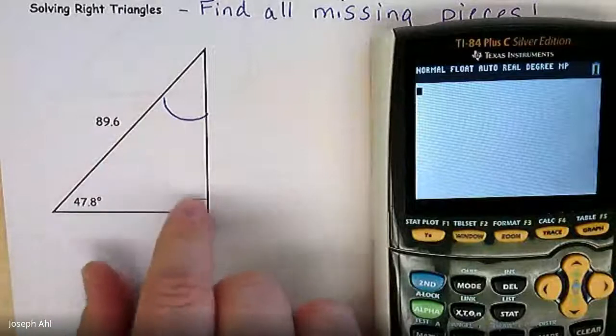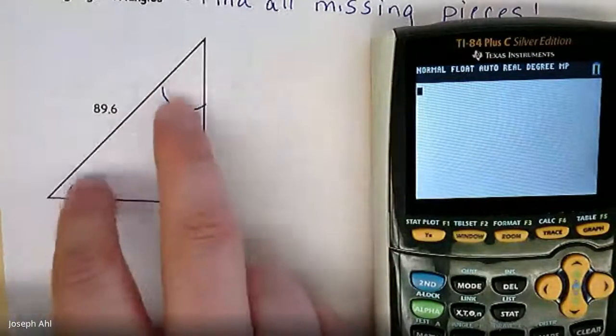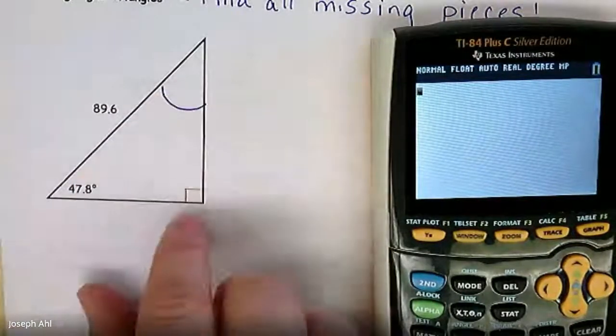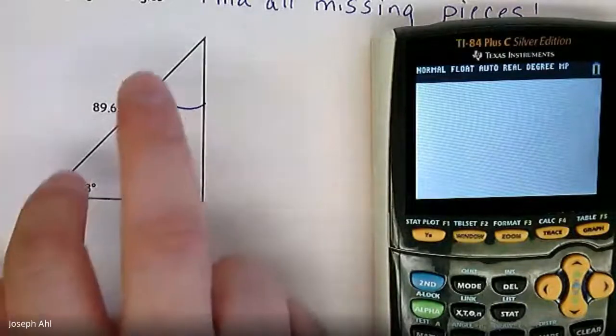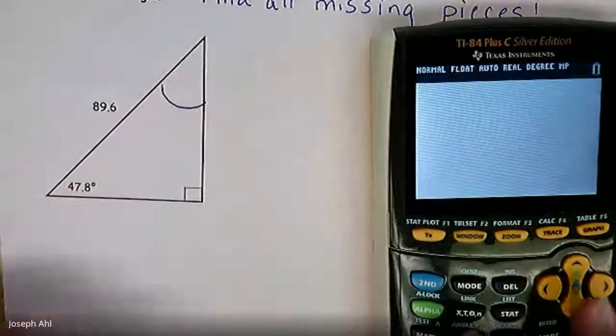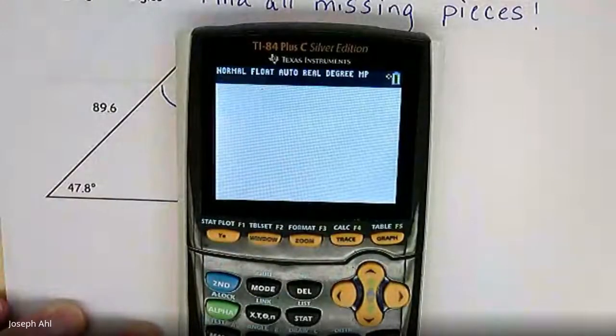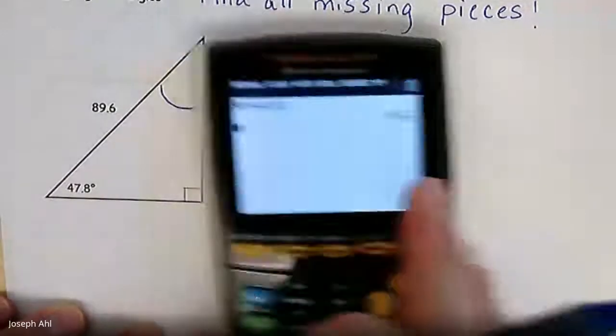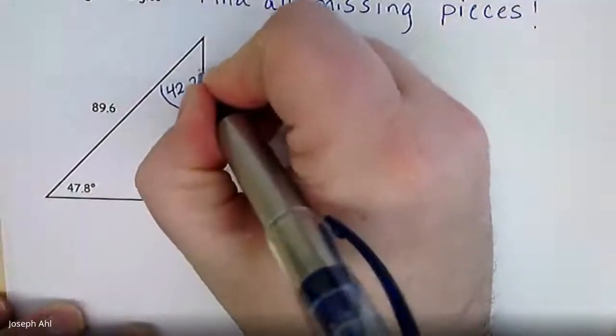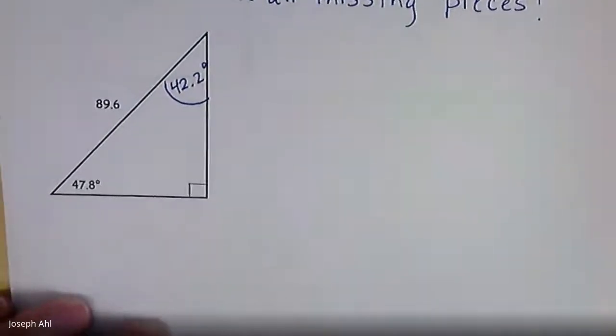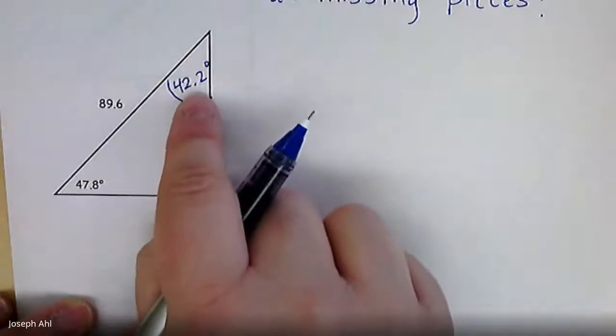Or if you remember, these two angles have to add up to 90, right? Because we already used up 90 in this right angle. So these two angles are always going to be complementary. You could very simply just do 90 minus the 47.8 that you're given to get 42.2 degrees is what's left up here. And now that we have that filled in, it doesn't matter which side you find first.